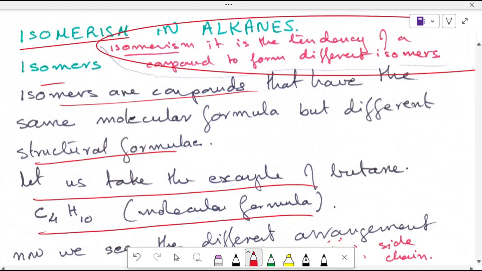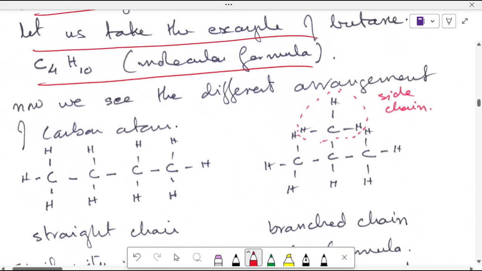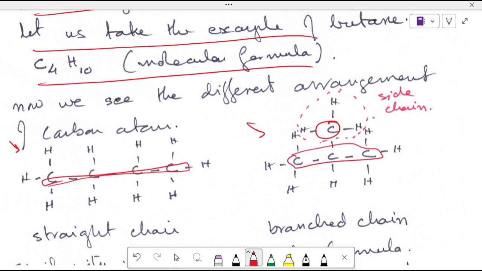C4H10 molecular formula. Now, I have drawn its 2 structures. In the first, all carbon atoms are arranged in a straight chain. And in the other one, I have picked one out of the chain, and the chain is now of 3 carbon atoms, and the fourth one I have joined with the second carbon as a side chain. Now it is called a branched chain.